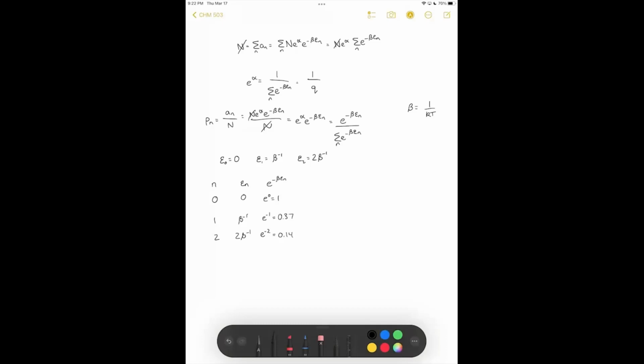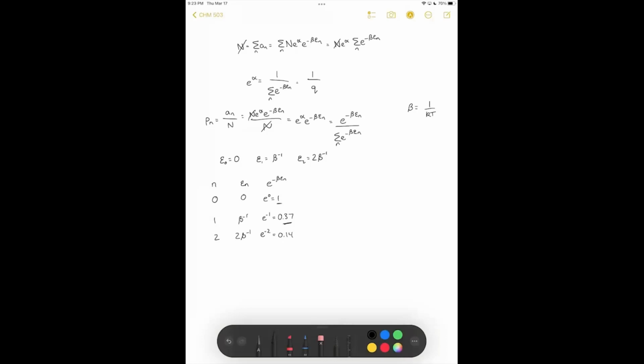If we want to convert this into a probability, these numbers alone are actually probability enough. So the fact that this is 0.37 and this is 1 means we are approximately 3 times as likely to observe something in the ground state as the first excited state in the system. If we want to see that a little bit easier, we can convert it to a percent, but we need to know what Q is.